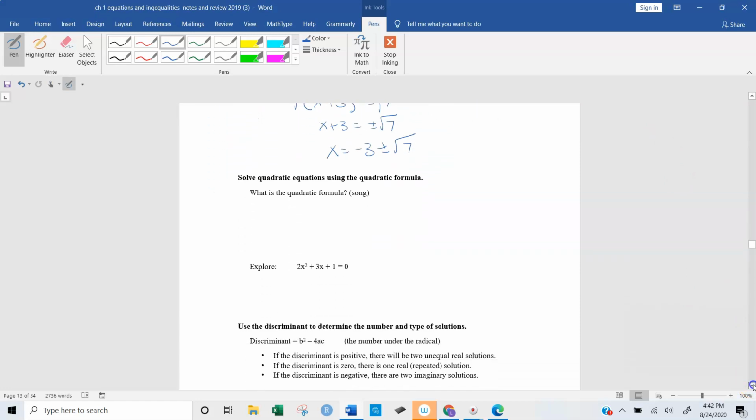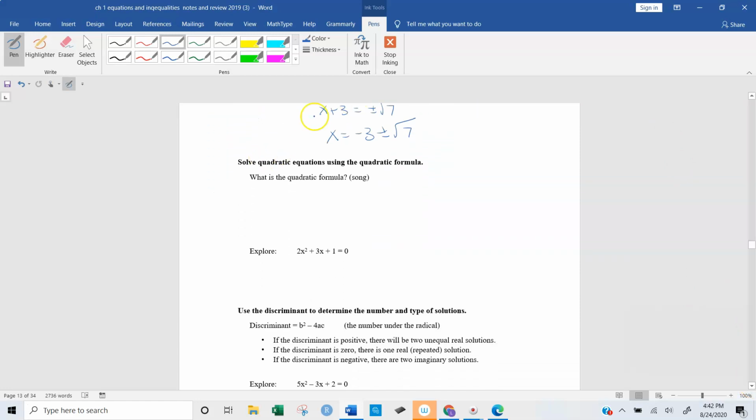Next is the quadratic formula, and this is where we sing. I'm hoping you're all going to sing with me. It goes, x equals the opposite of b plus or minus the square root of b squared minus 4ac all over 2a. Remember that? All around the mulberry bush, the monkey chased the weasel. Anyway, that's your quadratic formula.